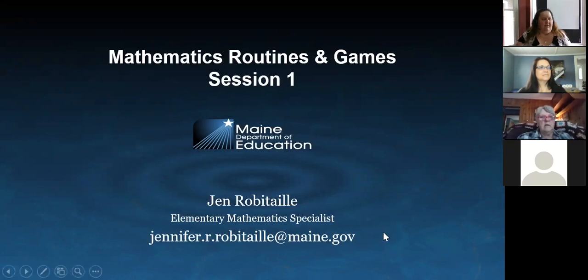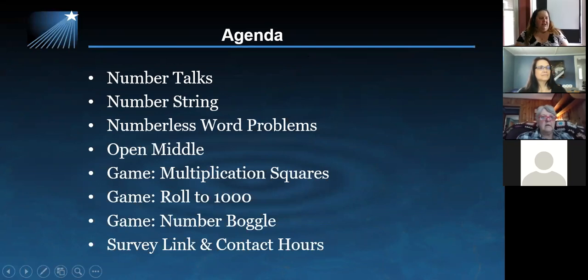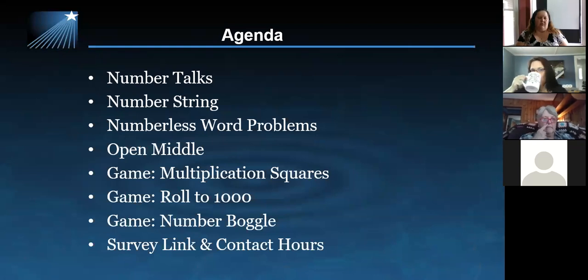So the first thing we're going to go over is the agenda. We're going to talk about number talks. We're going to talk about number strings and the difference between number talks and number strings. We're going to look at numberless word problems and why we might use those. We're going to look at a task called Open Middle, and then we're going to look at a couple of games, multiplication squares, roll to 1000, number boggle, and then at the end I will give you a survey link and the information about contact hours.